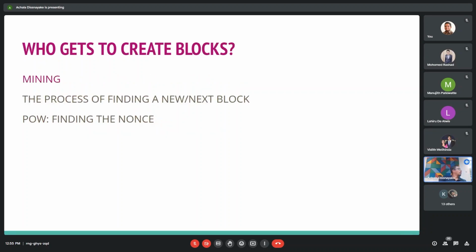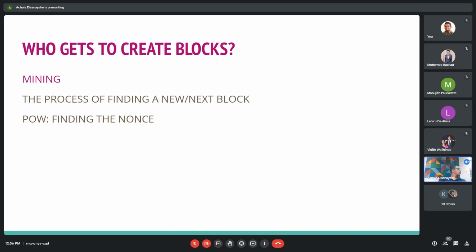Now let's come to the block creating part. This is the mining part. This is a public ledger. Anyone can add data to the public ledger, but there has to be some regulation on who gets to add the next block. In a distributed system, as Lahiru reminded me, it's the leader election process. For each and every block that is created, this has to happen. It's not necessarily leader election, but it's the deciding factor of who's going to add the next block. There's no centralized control.